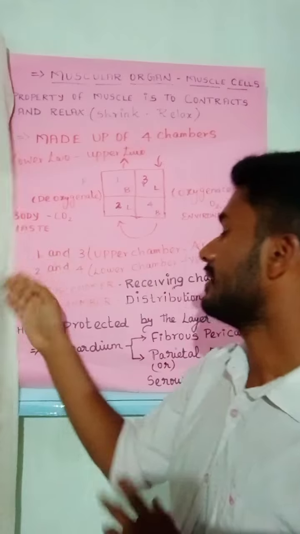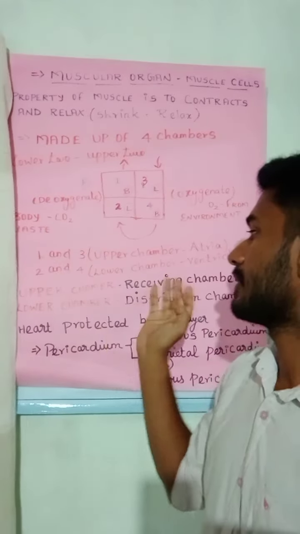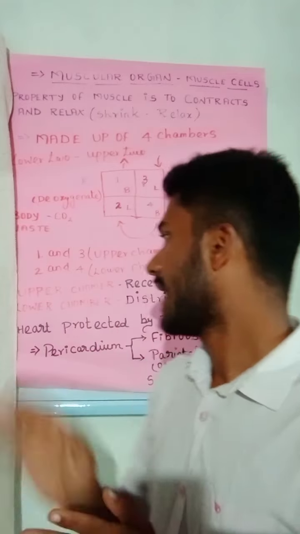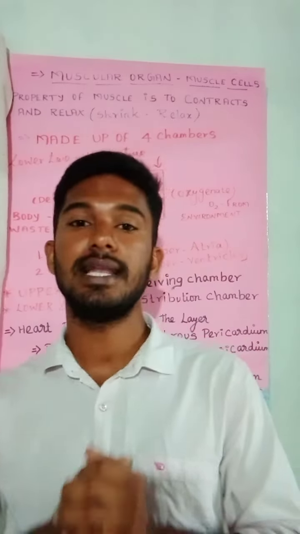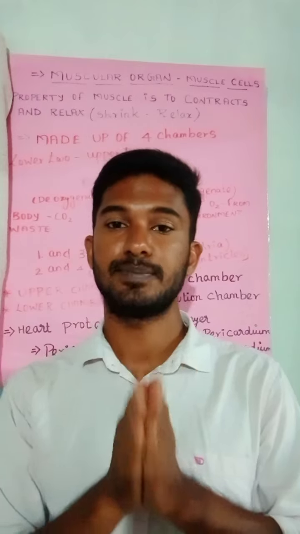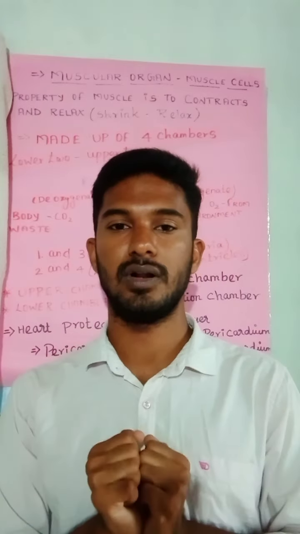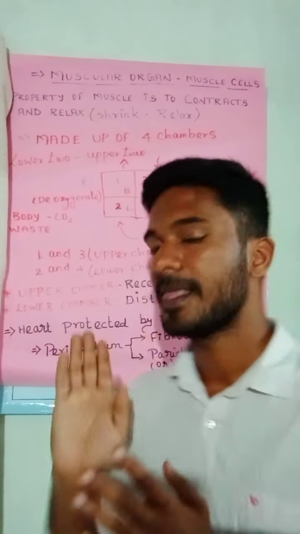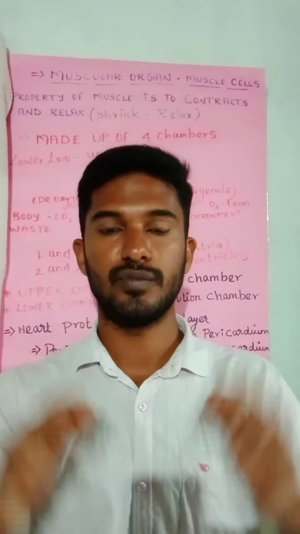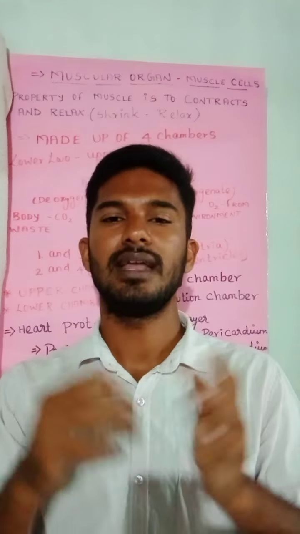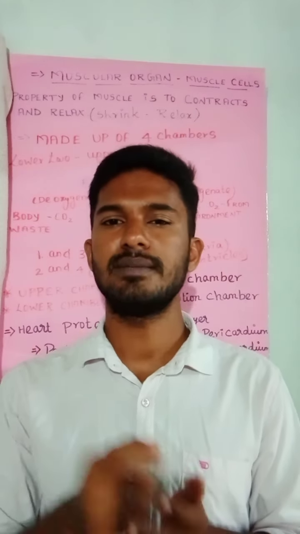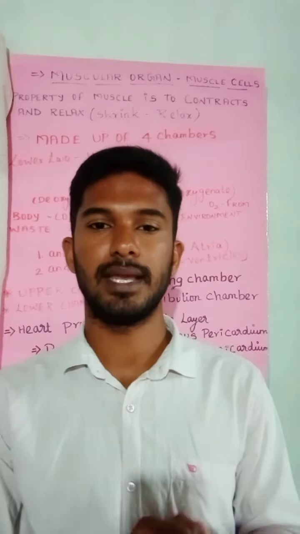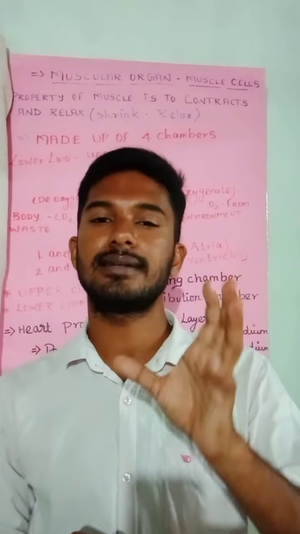So the upper 2 chambers are called receiving chambers and the lower 2 chambers are called distribution chambers. Also, the heart is protected by a layer. Our heart is protected by a special layer that is called, anybody guess what it is? Yes, that is called pericardium. The pericardium is the layer which protects the heart from any harmful pathogens. What is the main function of the pericardium? Yes, it acts as a lubricant.